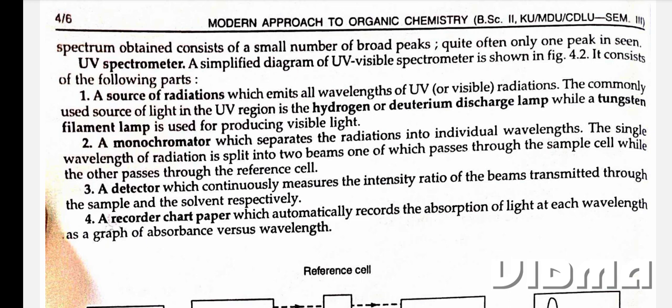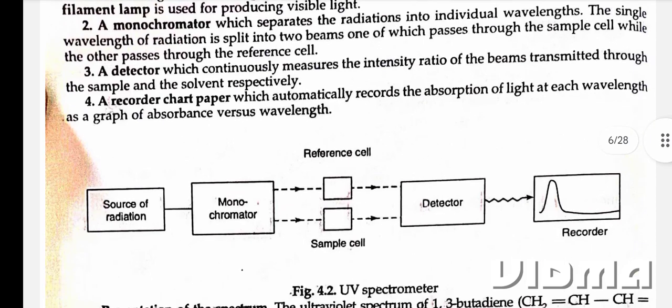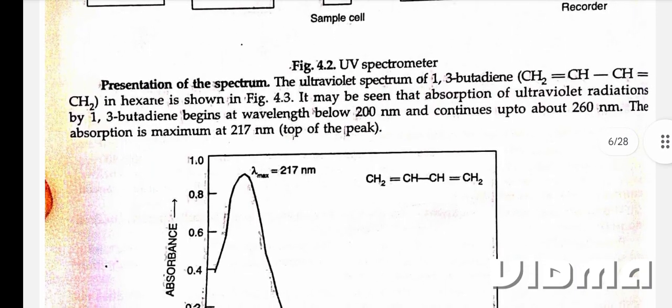Second, a monochromator which splits the radiations into individual wavelengths. The single wavelength of radiation is split into two beams, one of which passes through the sample cell while the other passes through the reference cell. A detector which continuously measures the intensity ratio of the beams transmitted through the sample and the solvent respectively. A recorder chart paper which automatically records the absorption of light at each wavelength as a graph of absorption versus wavelength. Presentation of the spectrum.